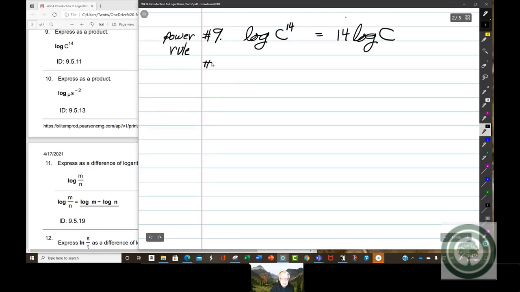Number 10. Again, power rule. Log base P of S, it's a lowercase s. You have to use the same case they use. This is a capital P, this is a lowercase s, to the negative 2. Equals negative 2 times log base capital P of lowercase s.